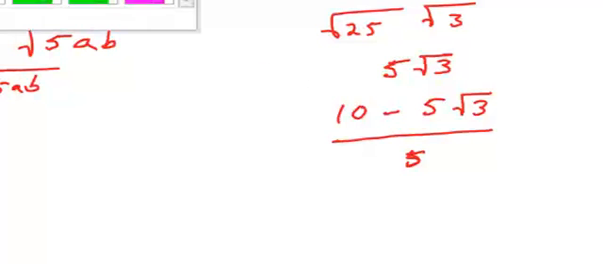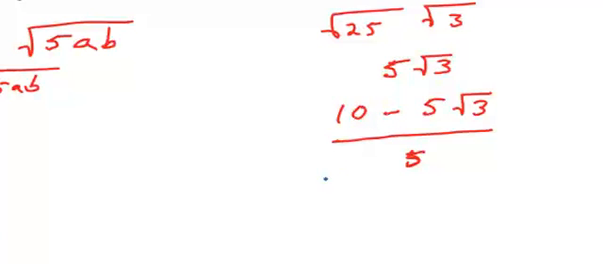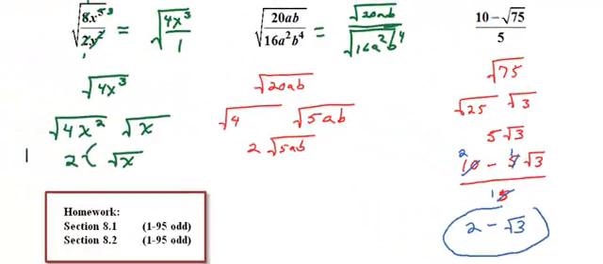Now, we want to simplify our fraction. And we could factor out the GCF in the numerator, or we could recognize every term has a factor of 5. 5 divided by 5 is 1. 5 divided by 5 is 1. And 10 divided by 5 is 2. So we're left with 2 minus 1 times the square root of 3 over 1. And that's our final answer.